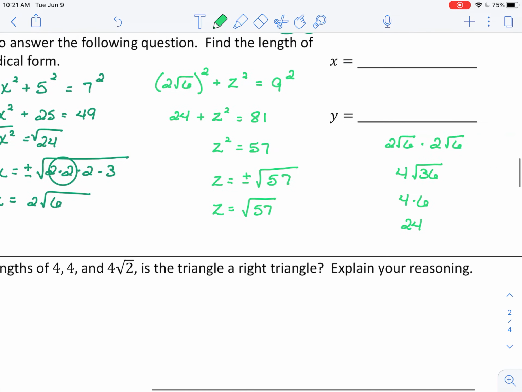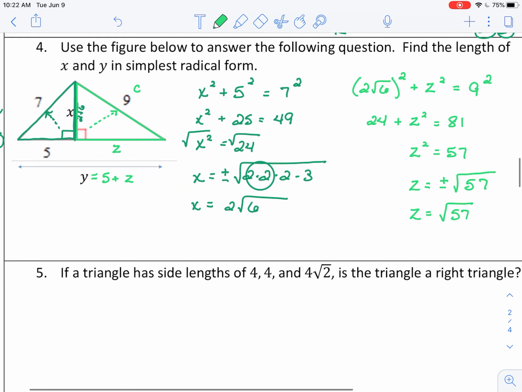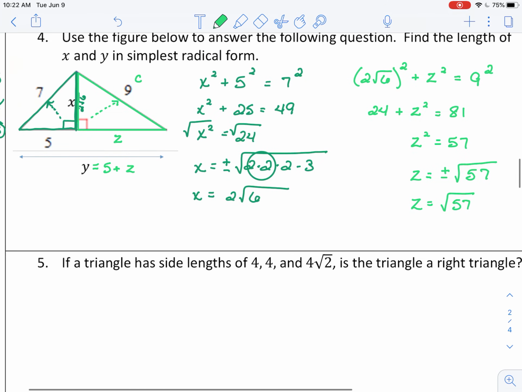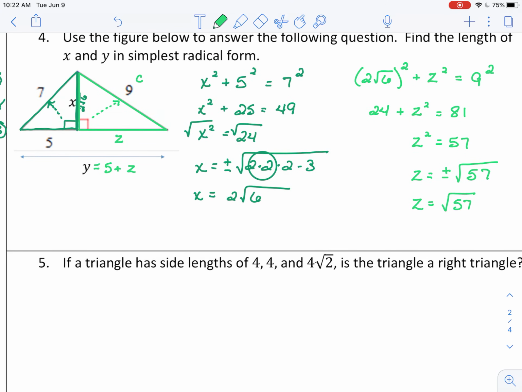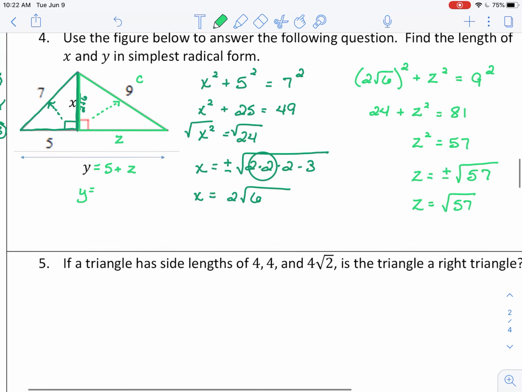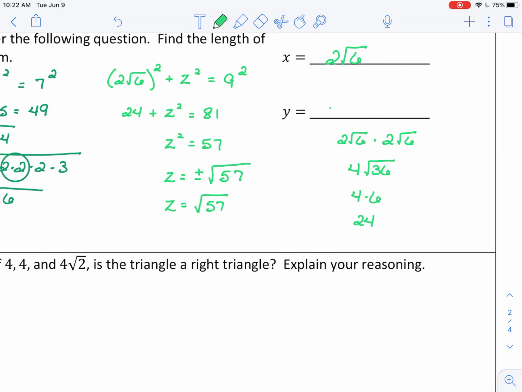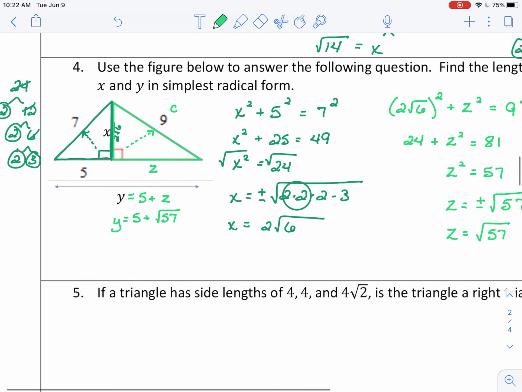So when I come back over here, again, there's no blank for z because I made z up. I wanted to know what x was, which was the 2 square root 6. I would like to know what y is. Now y, we said, is 5 plus z. We just said z is square root 57. Those are not like terms. So if I am forcing you to use simplest radical form, there's nothing else you can do. Y is just 5 plus the square root of 57.